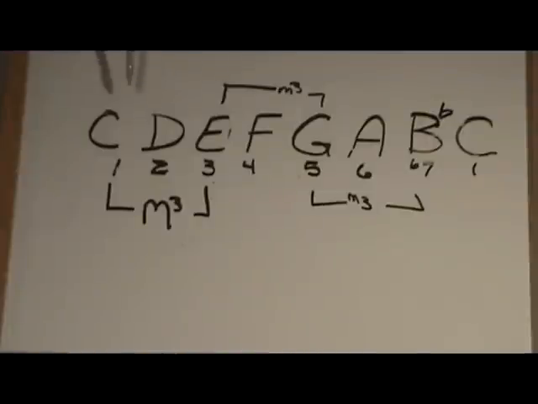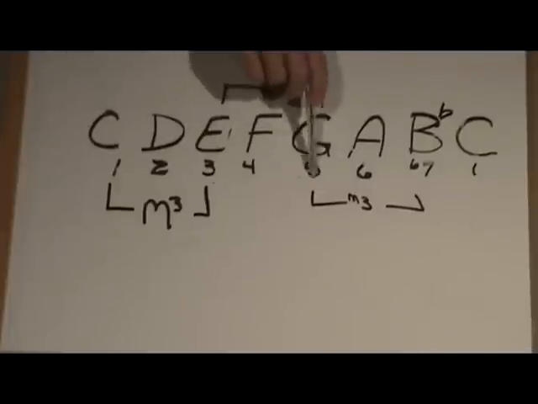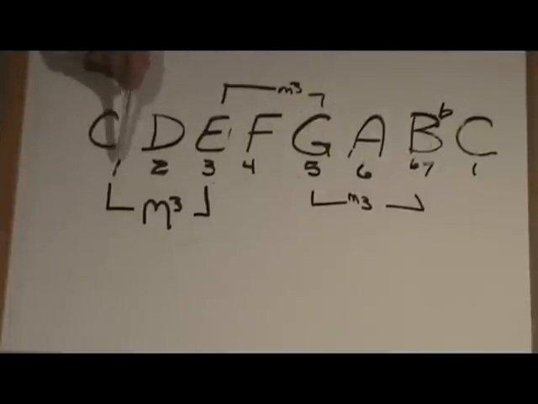The interval between 1 and 3 is 2 steps, and the interval between 3 and 5 is a step and a half, which is a minor third. This is a major third, excuse me. This is a major third, this is a minor third, and this is a minor third. That's the distances between the notes in the dominant chord that we're playing: 1, 3, 5, and flat 7.